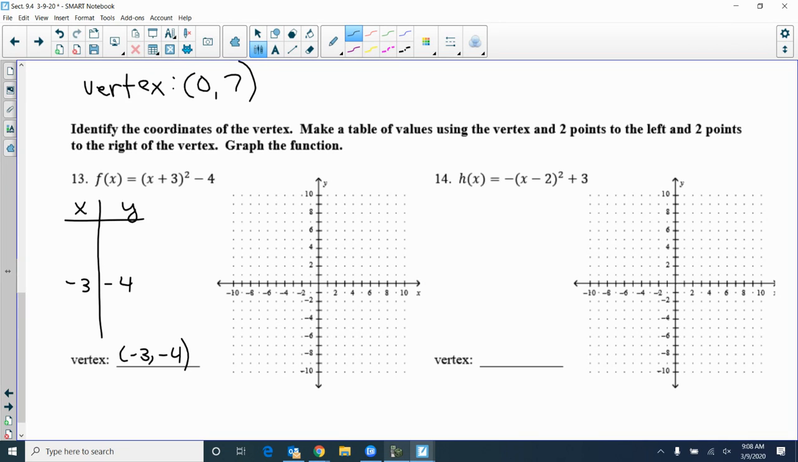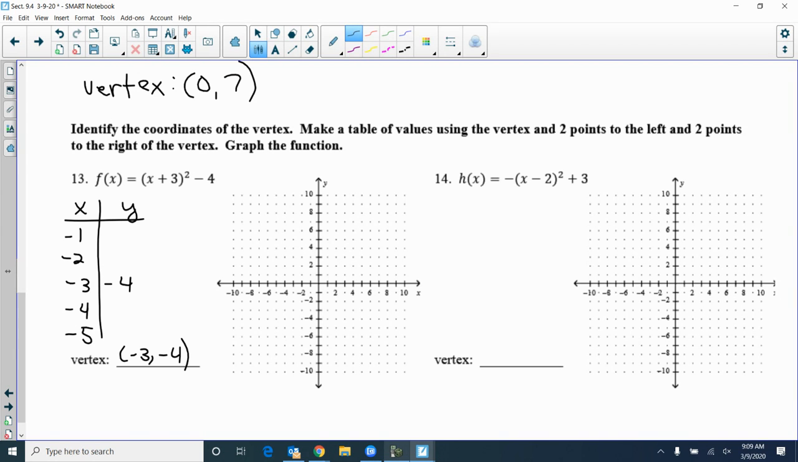All right, think about X values. If this is -3, -2 and -1 are to the right, -4 and -5 are to the left, right? I want -3 to be in the middle. So I'm just going to list these in order. Okay, -1, -2, -3, -4, -5. All right, plug those in and see what we get, and then we have to graph it.